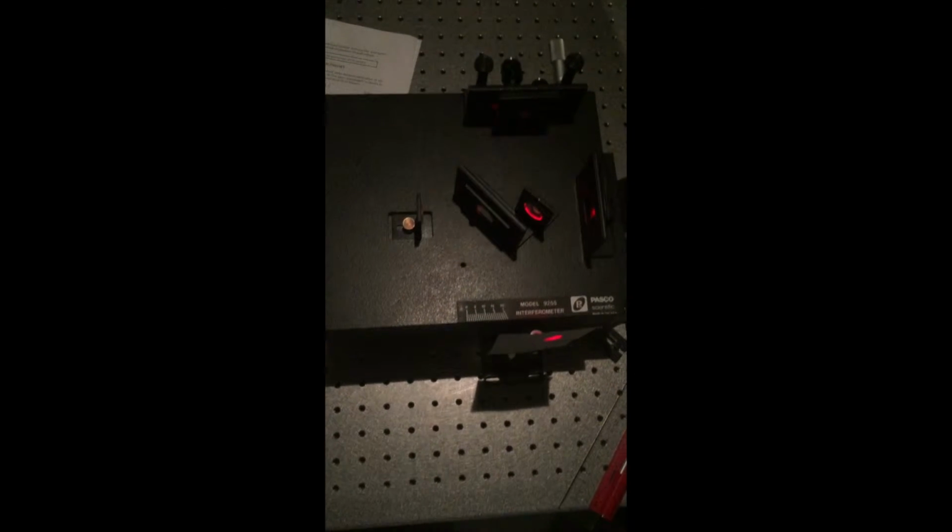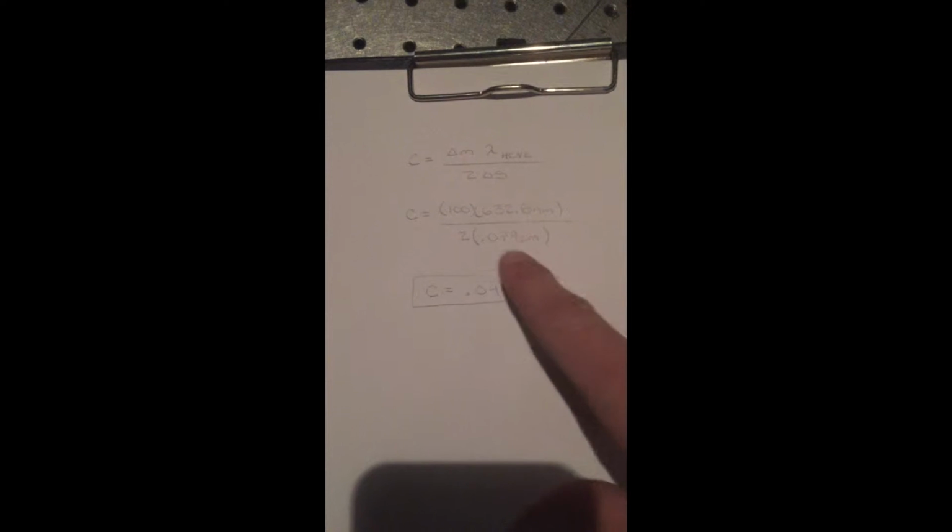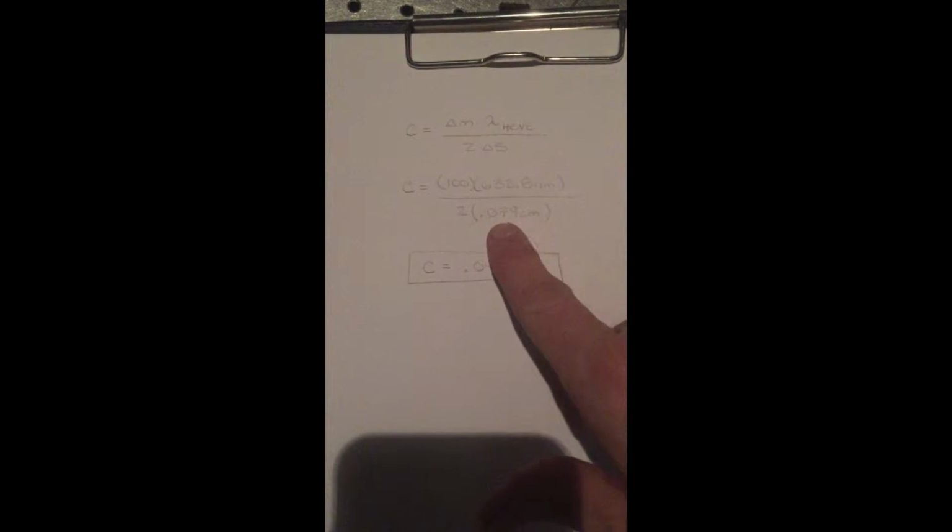Calibrating our Michelson interferometer, we're going to look at our D source on our micrometer reading and count a number of 100 fringes go by. And then looking at our delta M, 100, which is the number of fringes, and our known wavelength of our helium neon laser at 632.8 nanometers, we're going to plug in our delta S value of 0.079, which is how much the micrometer moved, and get a 0.04 calibration factor.